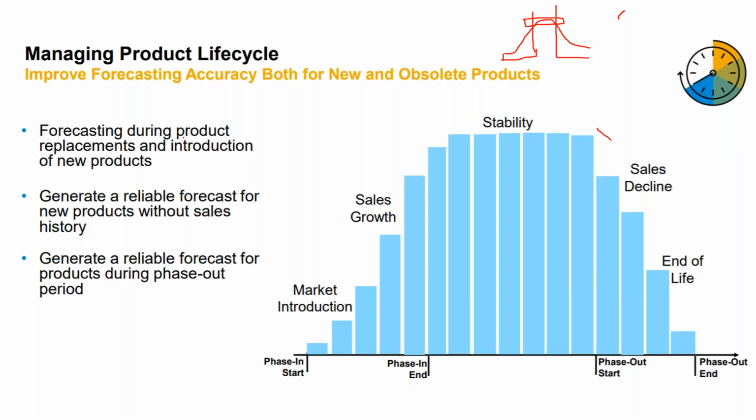Forecasting during product replacements and introduction of new products can be done using the managed product lifecycle. Generate a reliable forecast for new products without sales history. That's the key. There will not be any history for the new products. Also generate a reliable forecast for our products during phase out periods. Okay.